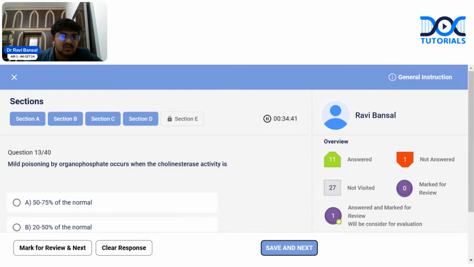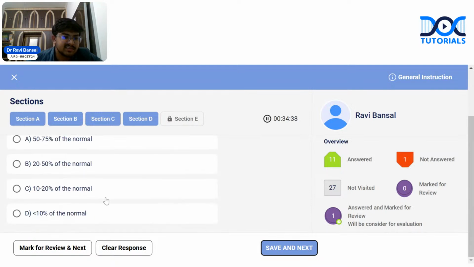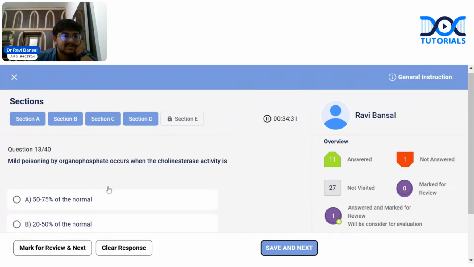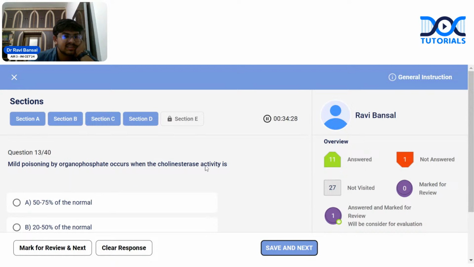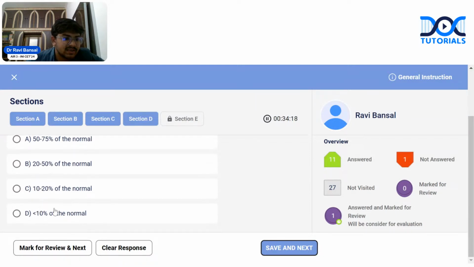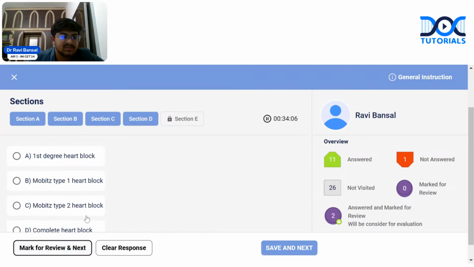Mild poisoning by organophosphate occurs when the cholinesterase activity is... So I do not remember this mild, moderate, severe criteria. But I just remember less than 50% activity, we say poisoning by organophosphate. So definitely less than 50 will be the answer. So 50 to 75 cannot be the answer. 20 to 50, 10 to 20, and less than 20. So I think if less than 50, so 20 to 50 will be mild, this will be moderate, this will be the severe. This is just a wild guess. I will just mark it for review.